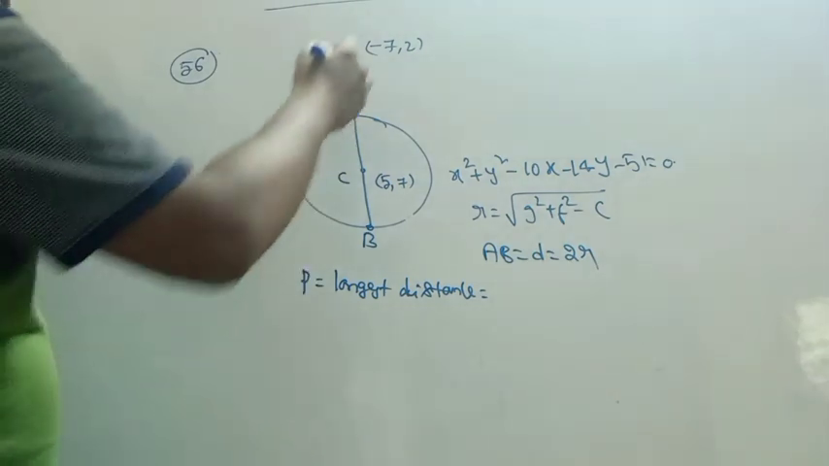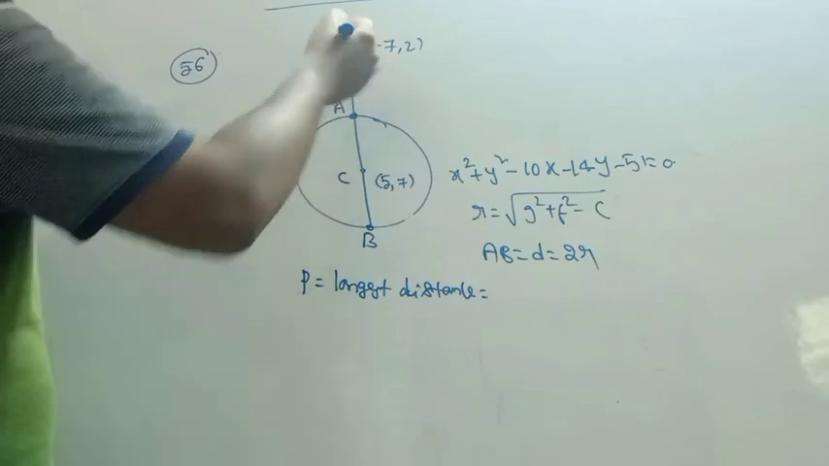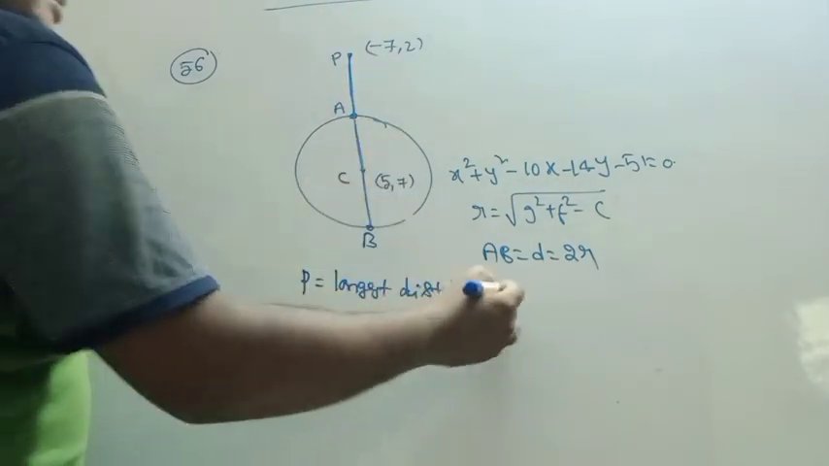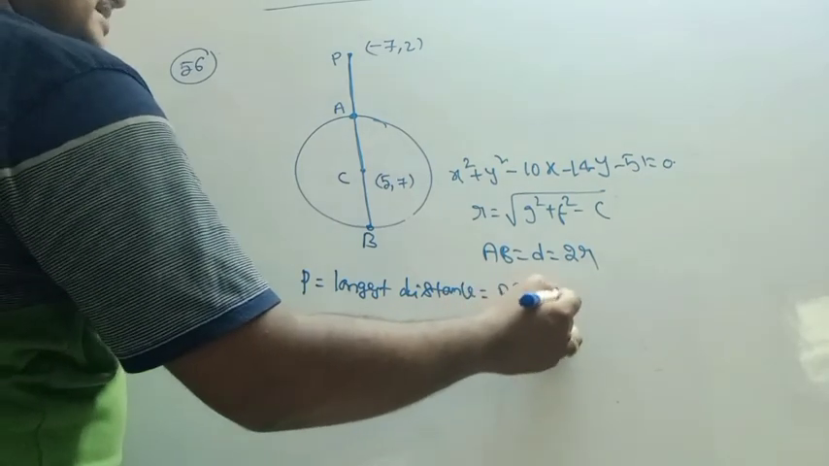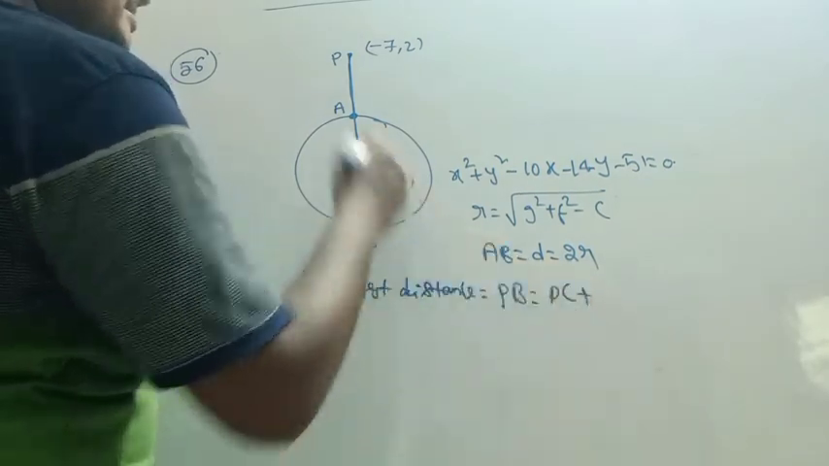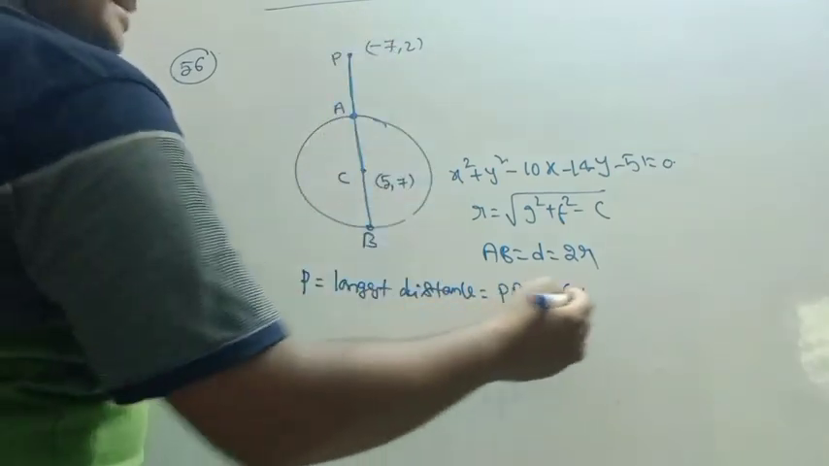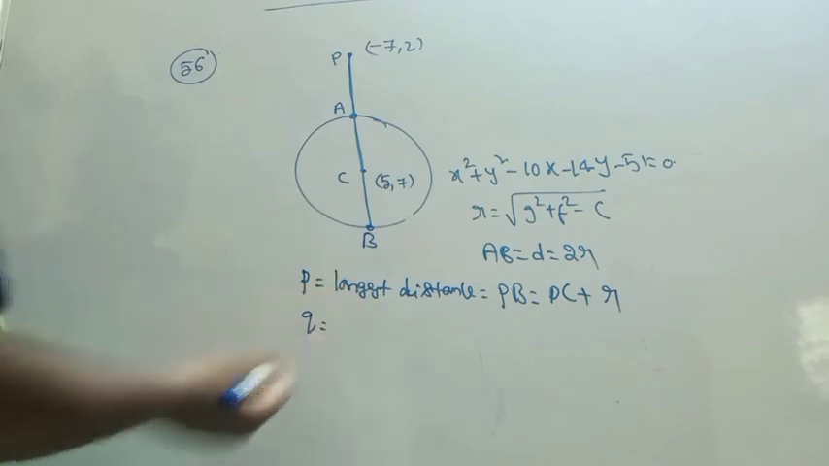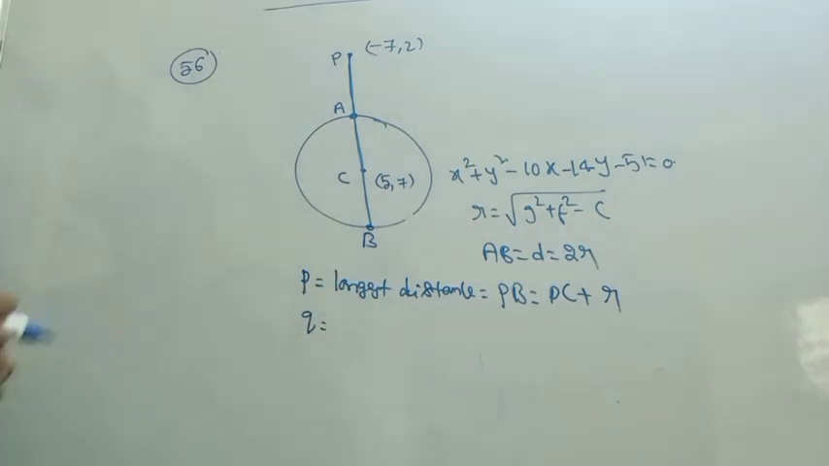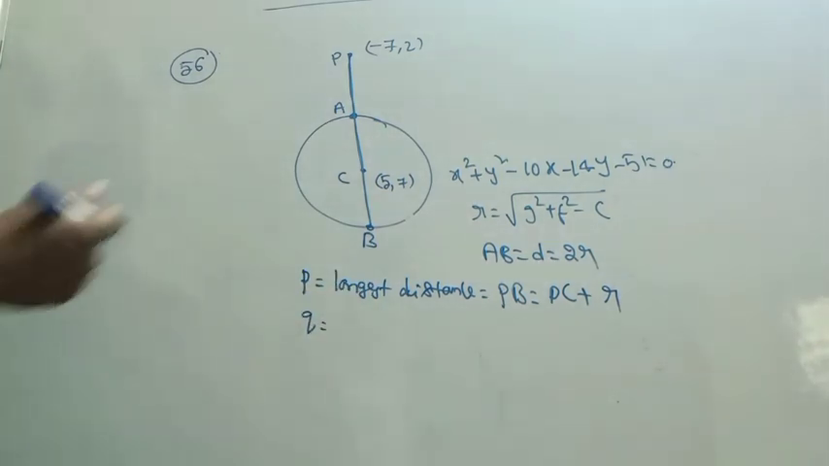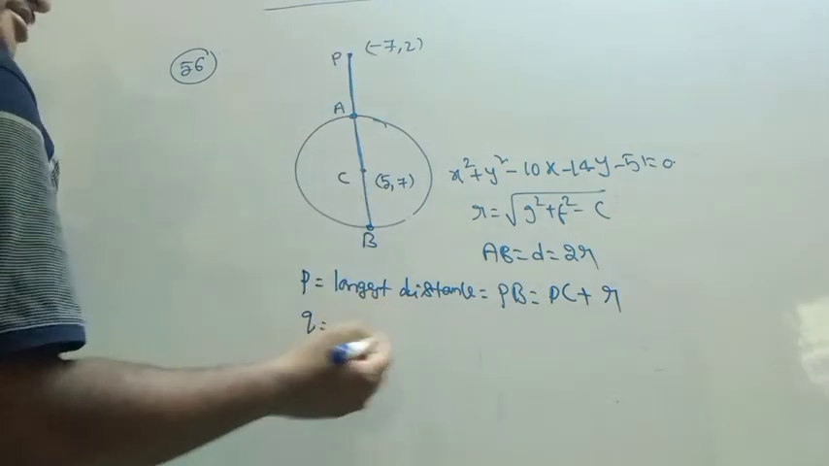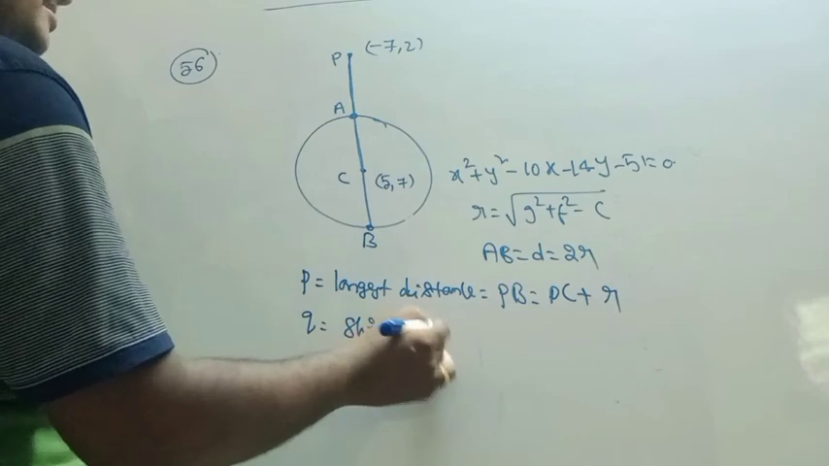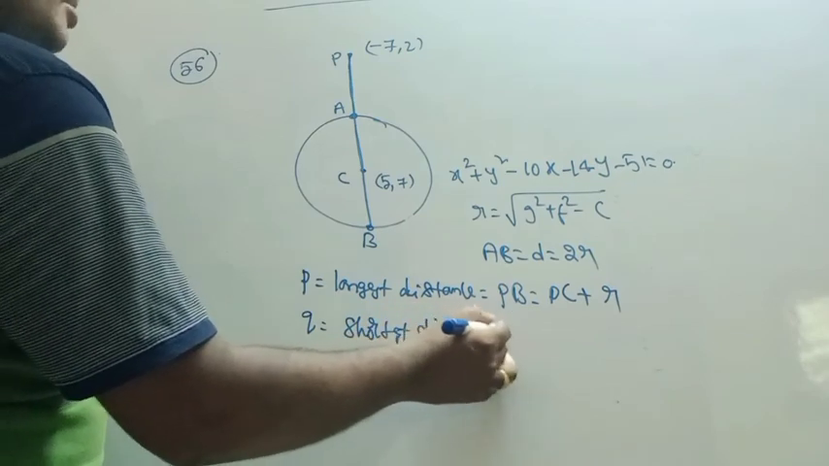We know that the distance from this to this is PB. How will you find PB? PB is nothing but PC plus radius, because center you know, P you know. This is the longest distance. And Q is nothing but the shortest distance, which is PA. The shortest distance is equal to PA.